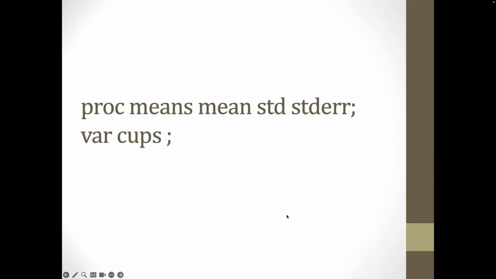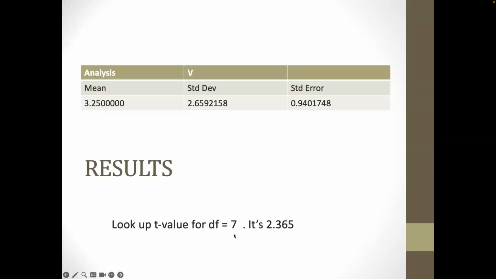Now, maybe this isn't the best example because I didn't have a data equals here. The reason is that if you don't have data equals and a data set name, SAS will use the most recently created data set, which in this case is what we want. All right. So we get a mean of 3.25. We get a standard deviation of 2.659 and a standard error of 0.94.